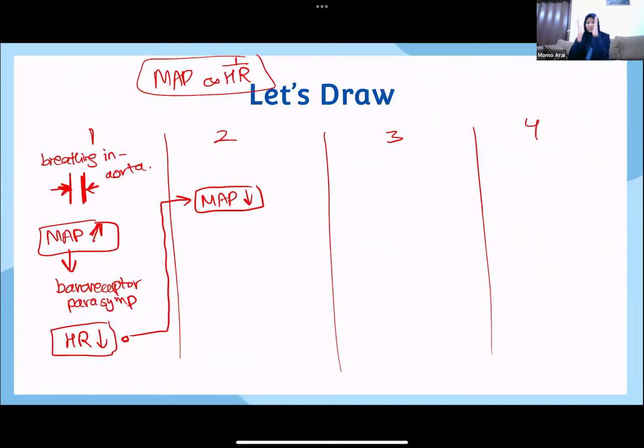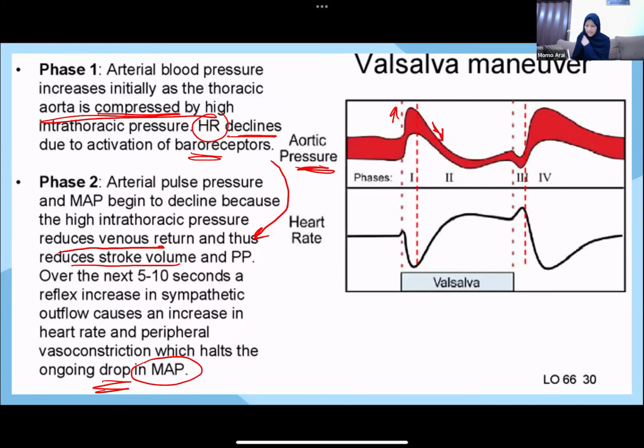Now we are in phase two, right? MAP decreases as a result of the heart rate decrease from phase one. What happens to the heart rate now because of the MAP decrease? It's the opposite. It goes up, yeah. So heart rate goes up. Because MAP is coming down now, the heart rate doesn't need to decrease any further. It does the opposite. As MAP is coming down, down, down, the heart rate increases to stop this drop in MAP. So that's why MAP and heart rate become a constant level at one point.